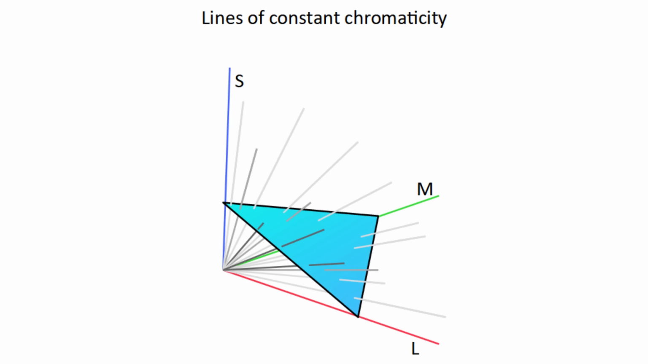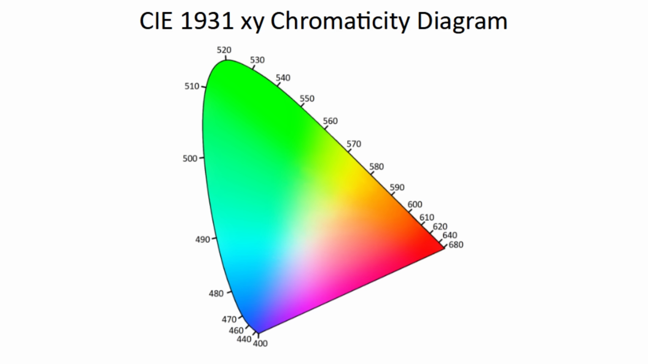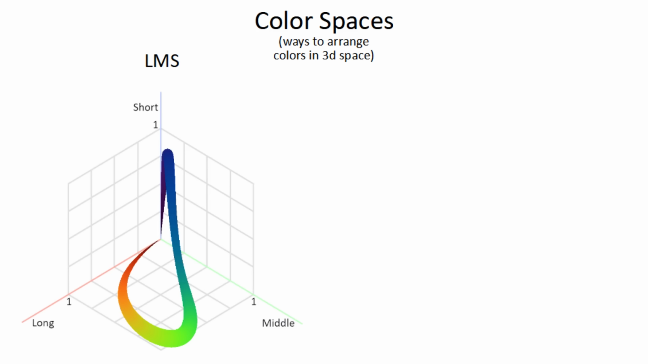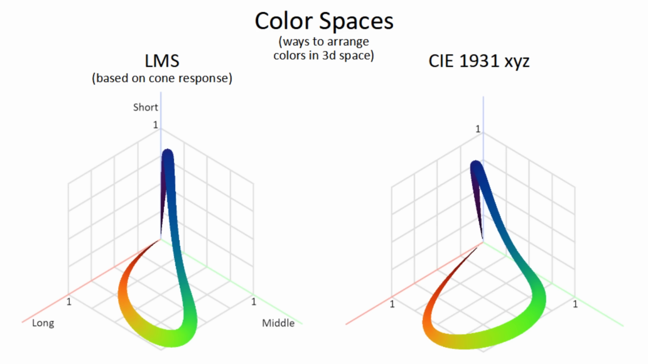There are so many different approaches you could take, but the most popular one is called the CIE 1931 XY chromaticity diagram. But to understand how it's formulated, we first need to look at the CIE color space. A color space is just a way to arrange colors in 3D space, so there's an infinite number of ways to do this. The one I've been using is called the LMS color space, which is based on cone response. But the most influential color space is the CIE 1931 XYZ color space. It's unique because it actually takes into account the psychology of color perception.